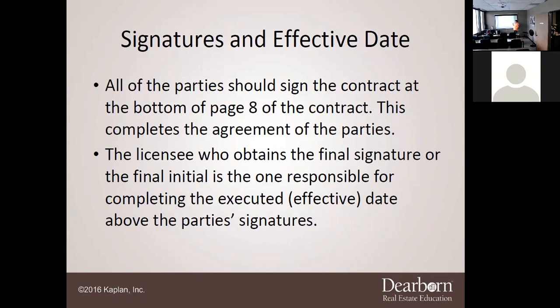Again, that is that bold black box that just says "executed the blank day of blank 2021," which is the effective date. And under that, it has where your parties would sign. That is the spot where they will sign that they are agreeing to the contract. On every page, you will initial at the bottom saying that you've read and you've been notified of this page. This is the box that says that you are signing to agree to the contract.